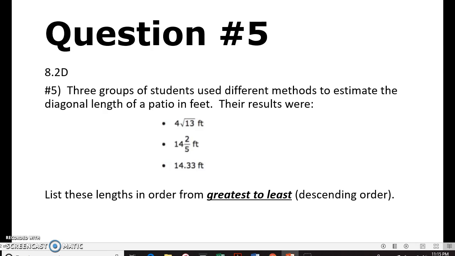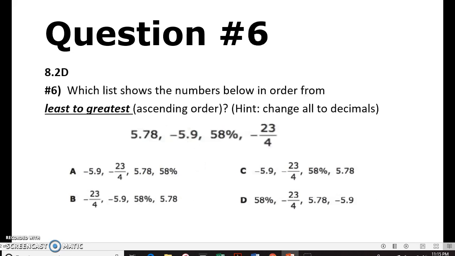Question number 5. 3 groups of students use different methods to estimate the diagonal length of a patio in feet. Their results were listed below. List these lengths in order from greatest to least, descending order. Question number 6. Which list shows the numbers below in order from least to greatest, ascending order?